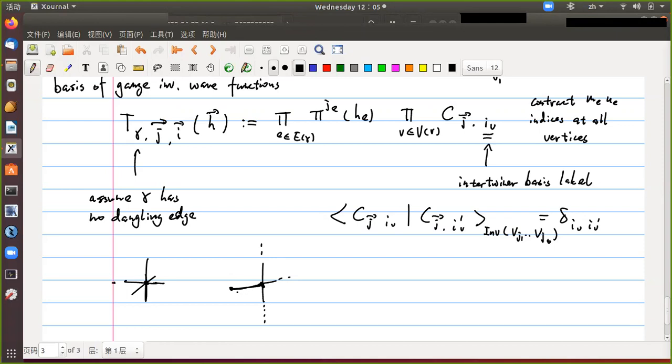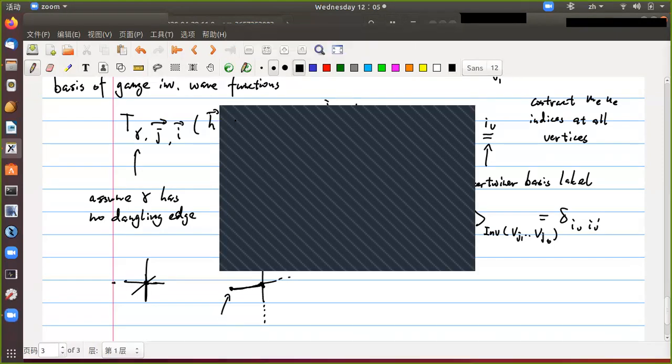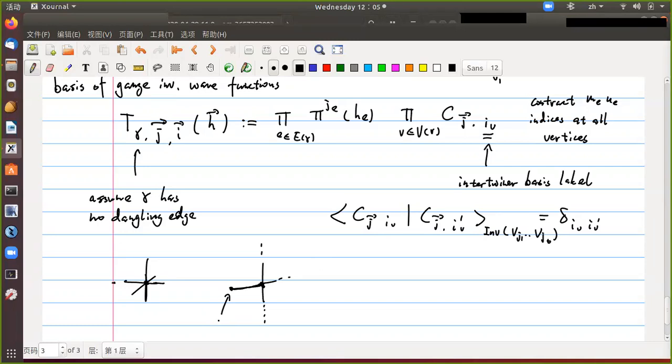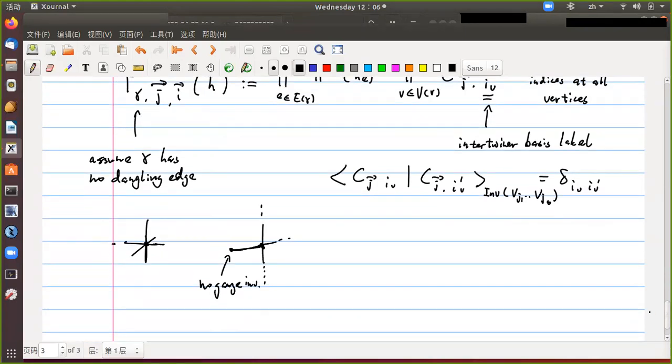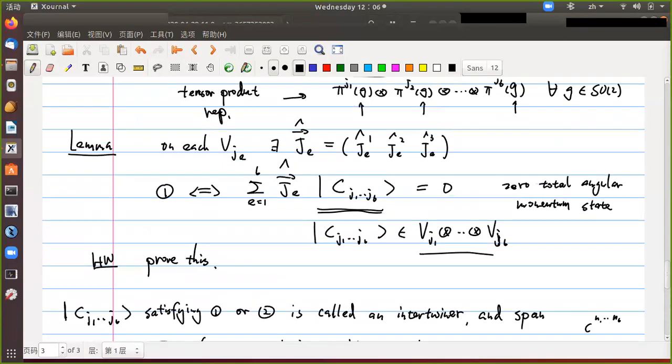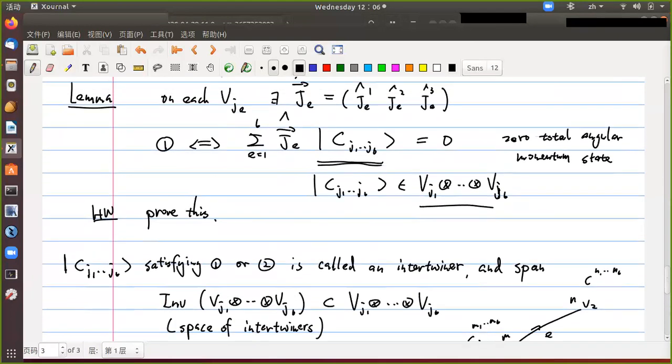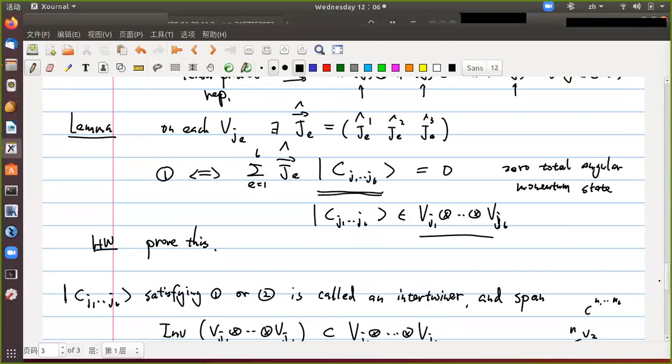Then you can't have gauge invariance here. You don't have any, so no gauge invariance, because you only have a single angular momentum, and there are no other angular momenta. This equation, you won't get any solution. The only solution is the trivial state, the zero state. You don't have any non-trivial state satisfying this equation.